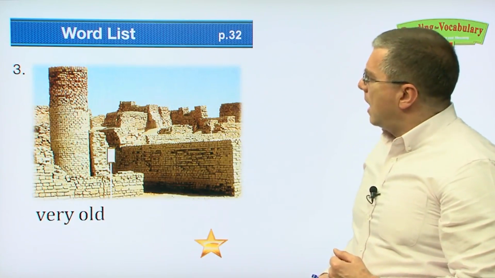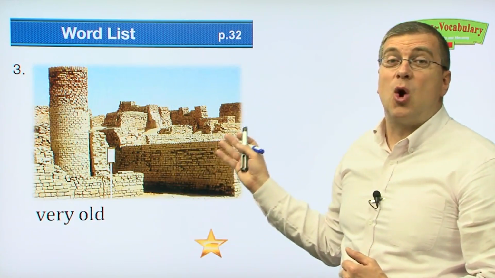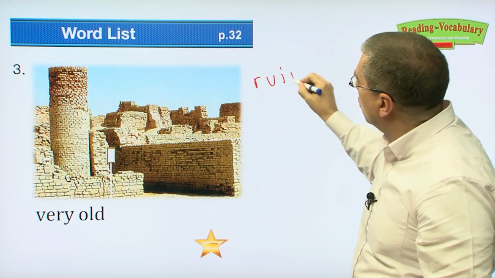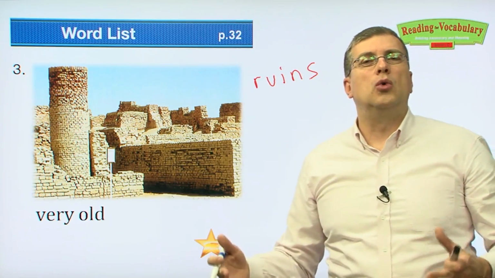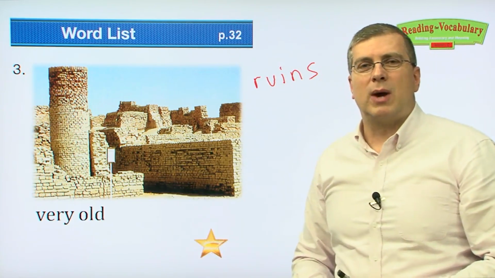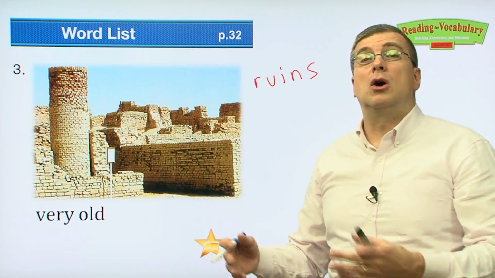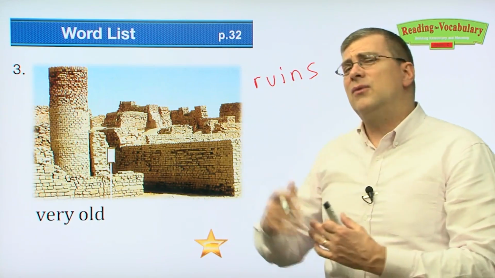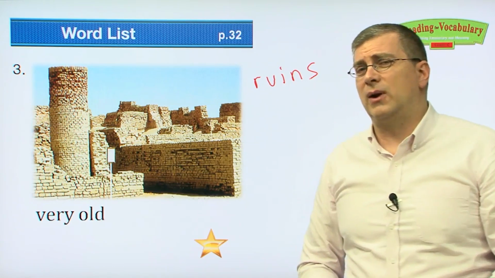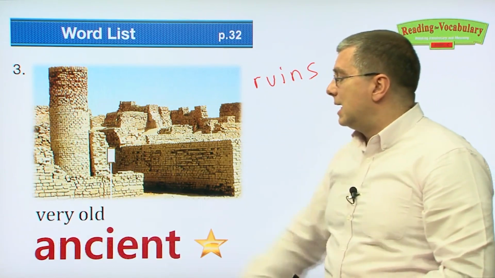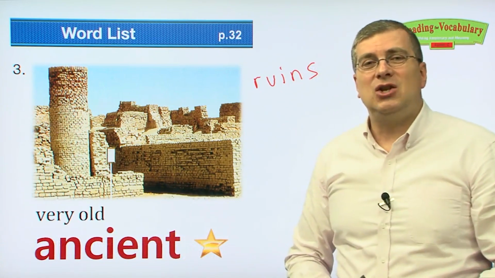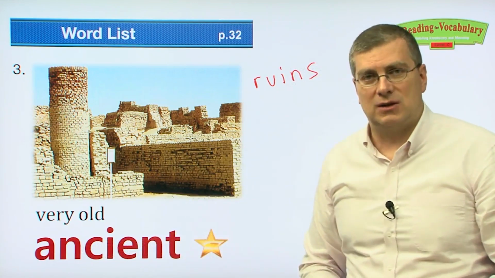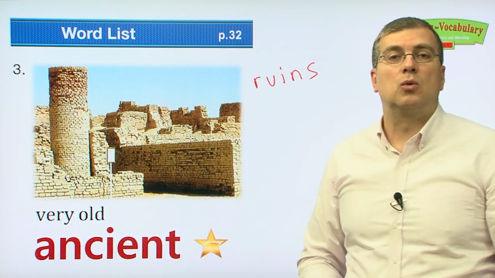Okay, the next one. Wow, this looks very, very old, doesn't it? When we look at something like this, these are ruins, right? Ruins from a very, very old civilization. You've probably read about Rome, or a long, long time ago in China, or even in Korea, we can see ruins. They're very old. Another word for very old, an adjective that we use, is ancient. It's maybe a difficult word, so ancient. Ancient. These are ancient ruins.